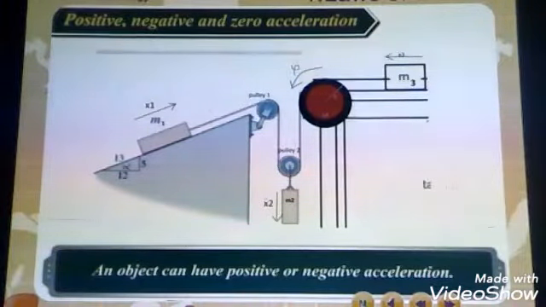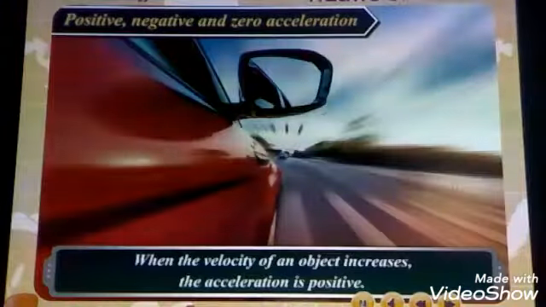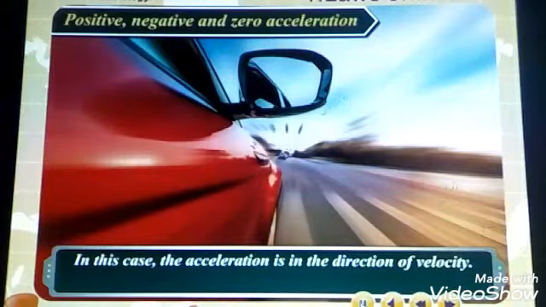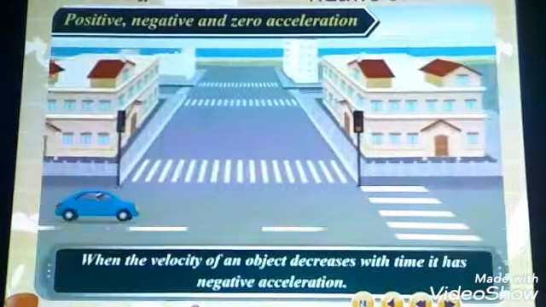Positive, negative and zero acceleration. An object can have positive or negative acceleration. When the velocity of an object increases, the acceleration is positive. In this case, the acceleration is in the direction of velocity.